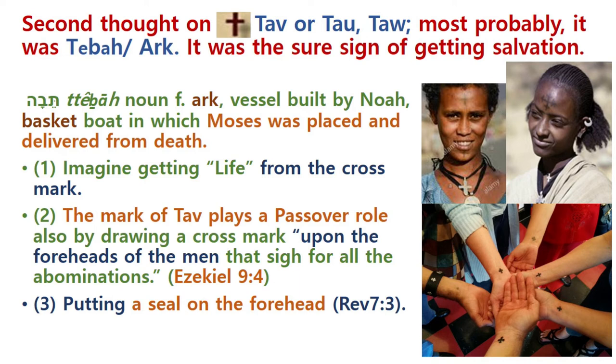This is a photo of Ethiopian Christians. They followed the mark on the forehead. They made a tattoo when they were a child. They made a tattoo on the forehead here. You see? The Coptic church members in Ethiopia. Even today, they practice this.